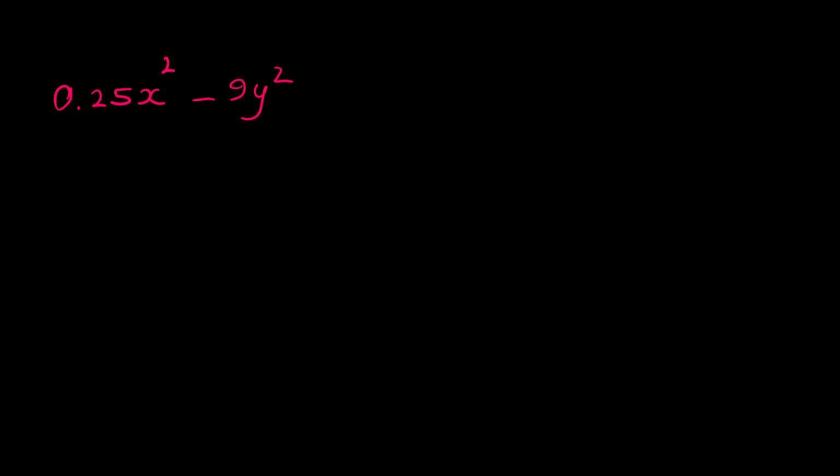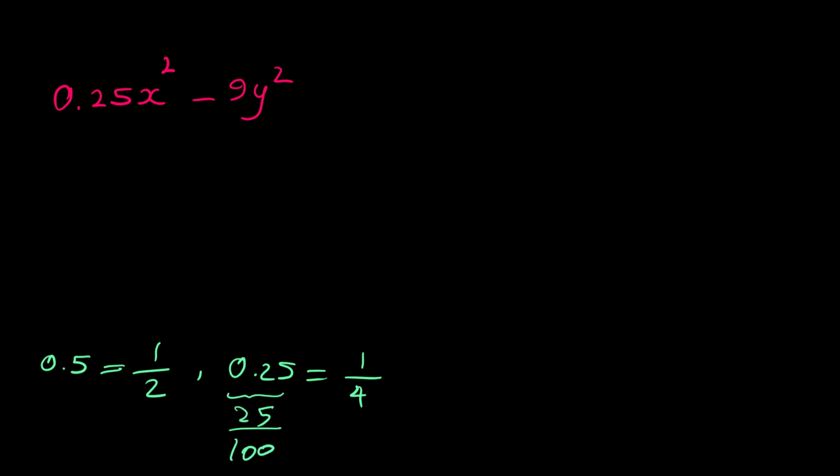Now look at this example. 0.25 x to the 2 minus 9y to the 2. Let me remind you, 0.5 is 1/2. 0.25 is 1/4, because basically this is 25 over 100, which if you simplify it is 1/4. 0.125 is 1 over 8. It's not bad to keep these in your head.